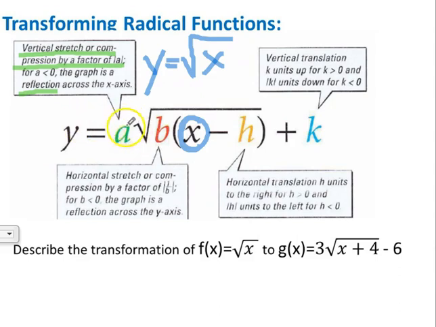So if you have a 4, as in A, that means a vertical stretch by scale factor 4 has occurred. If you have a 1/2, that means you've got a vertical compression because it's smaller than 1.